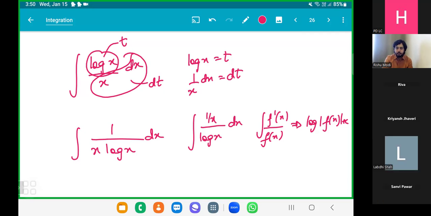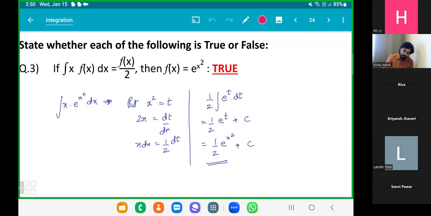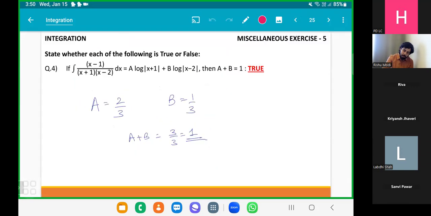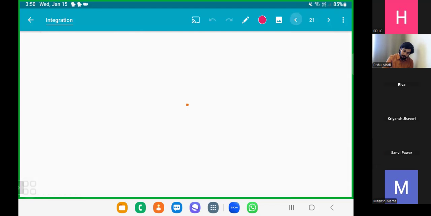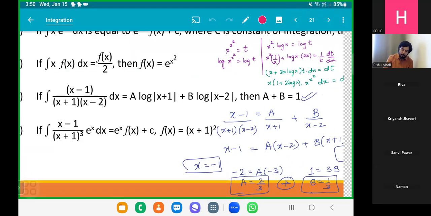The fourth sum of true and false. One second. The fourth sum of true and false is this one. See, here I have solved the fourth sum of true or false.